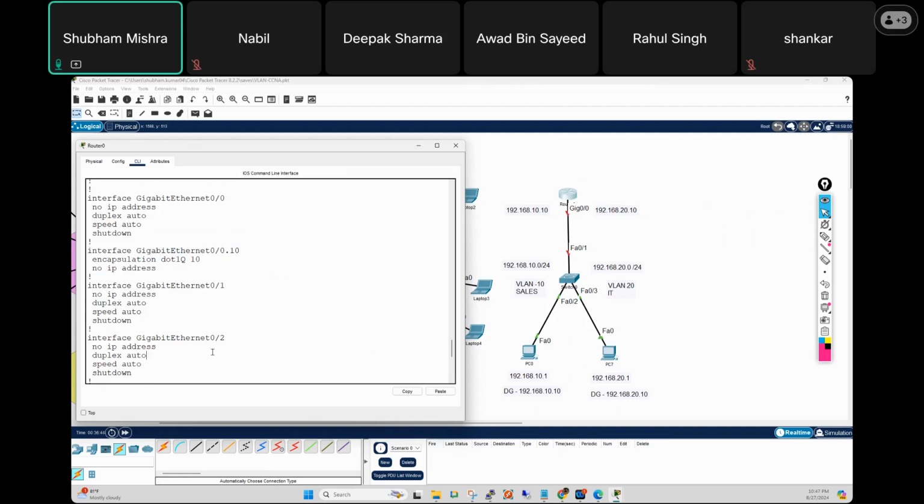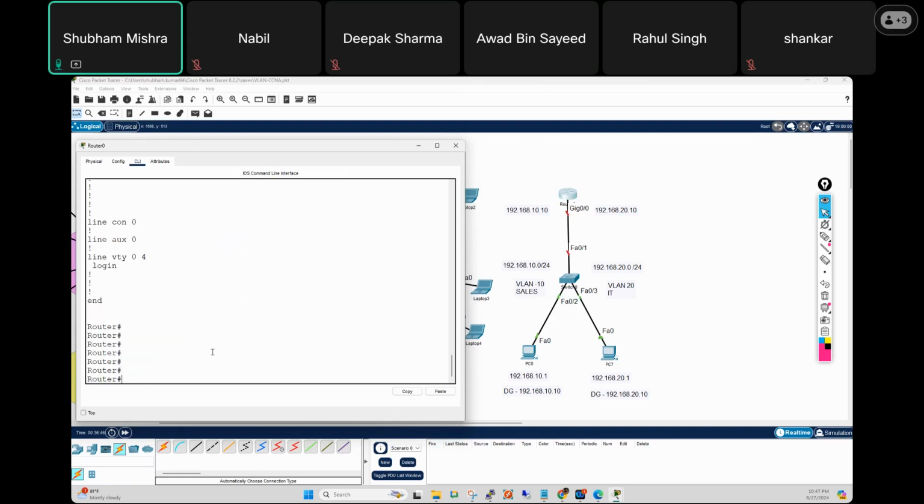Yes, sir. But what you need to do: in step number 1, you need to configure the sub interface. In step number 2, you need to define the encapsulation. In step number 3, you need to configure the IP address. In step number 4, you need to write the no shut command. Clear? Everyone, tell me. Understand? Yes or no? Okay.